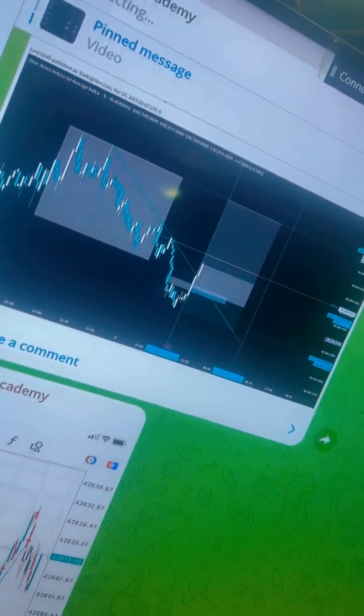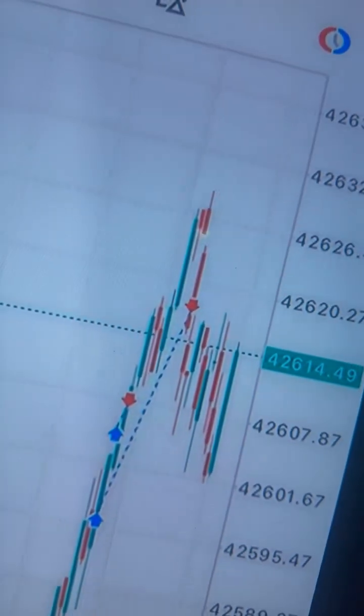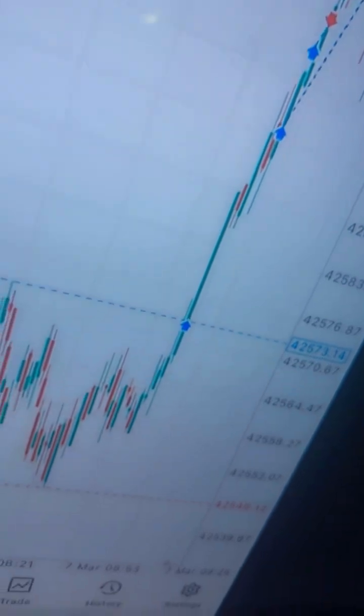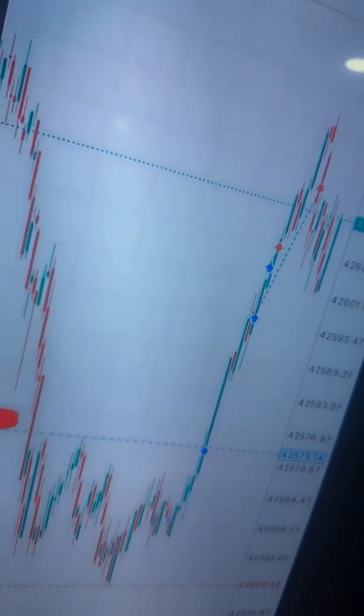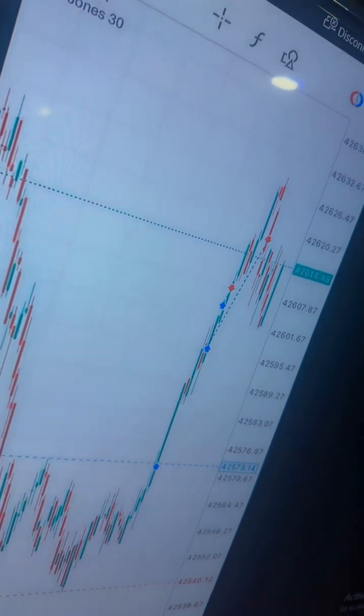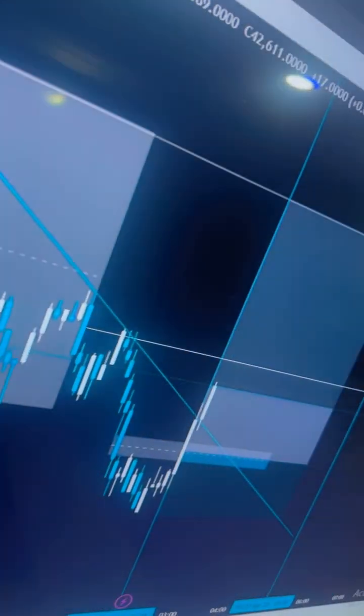So this is the live trade. Stop loss, entry there. Then, of course, the trade was still on the one, as you can see. So I want you to take note of something. Look at this.